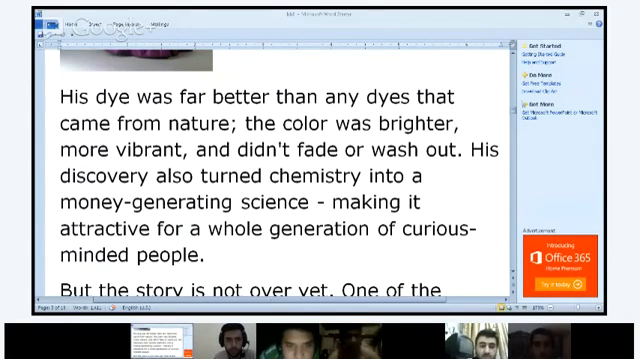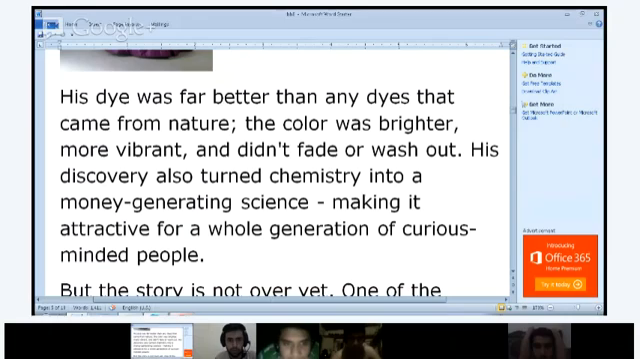His dye was far better than any dyes that came from nature. The color was brighter, more vibrant, and didn't fade or wash out. His discovery also turned chemistry into a money-generating science, making it attractive for a whole generation of curious-minded people.